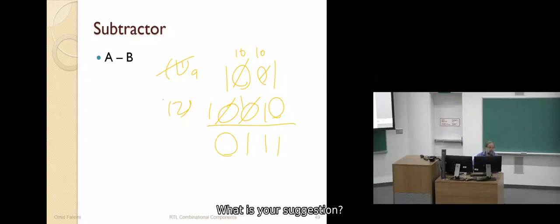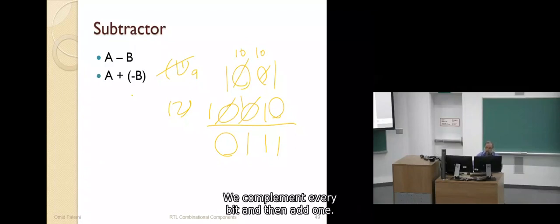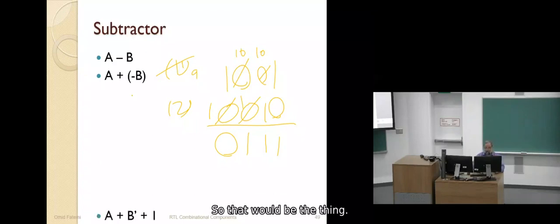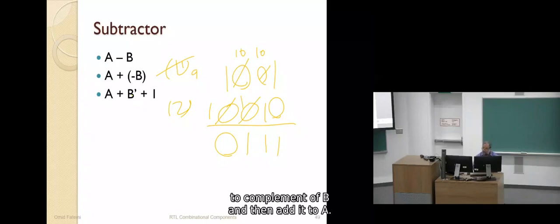What is your suggestion? How do we subtract? Complement and then add. Yeah, we had talked about 2's complement before. So instead of a minus b, we do a plus minus b. And what is minus b? What is 2's complement of b? We complement every bit and then add 1. So that would be the thing. We get b bar plus 1, which would be minus b, 2's complement of b, and then add it to a. Let's see how it works.